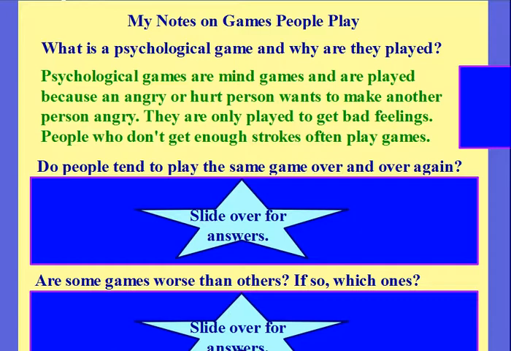A psychological game is a mind game, and people play these because they're hurt or they're angry and they want to make somebody else angry also. We have a little cliche that misery loves company, and that's actually true. They are only played to get bad feelings, and it begins when somebody doesn't get enough positive attention. We must have attention, and if we don't get positive attention, we can live with negative attention, even though we won't be happy. So people will do whatever they can to get attention, and playing a psychological game is a way to get negative attention.